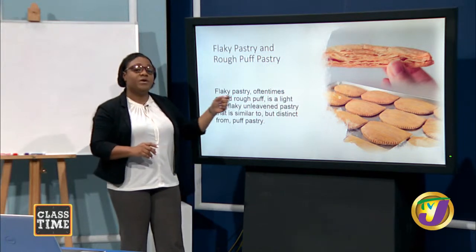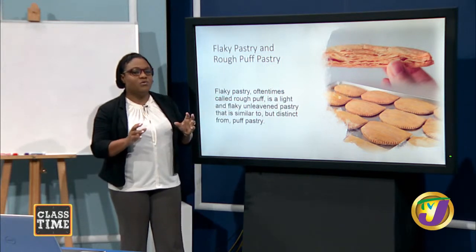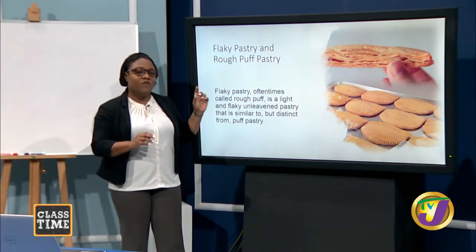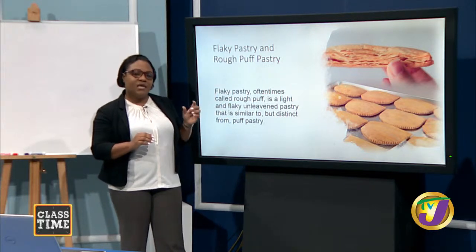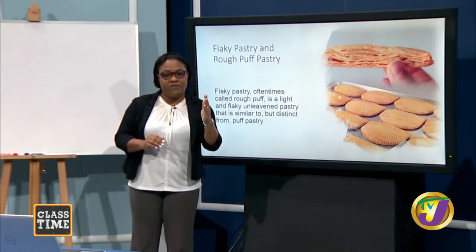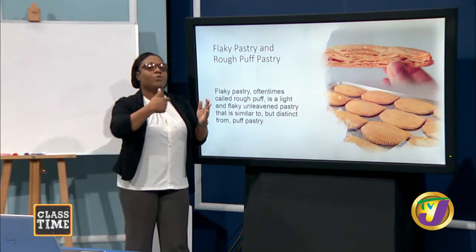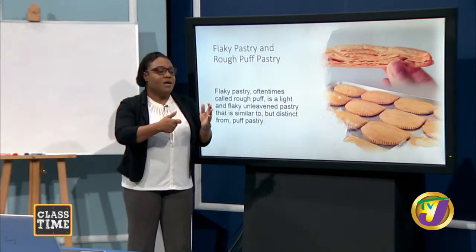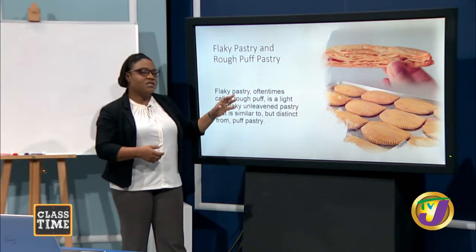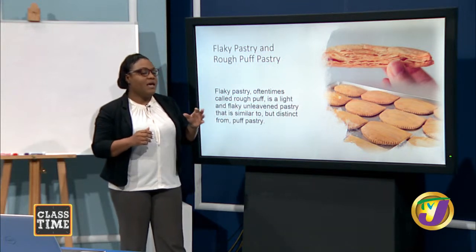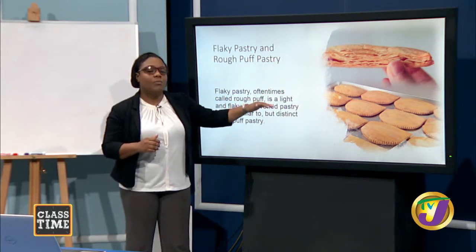Now, the flaky pastry is not quite so. The proportion of fat to flour for flaky pastry is 1 flour to 3/4 fat. So you realize that we're going up now with the fat content. And that is why they're saying it's similar, but it's a little bit different. And it's how you actually incorporate the fat.